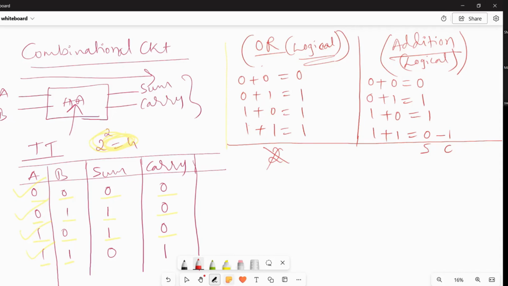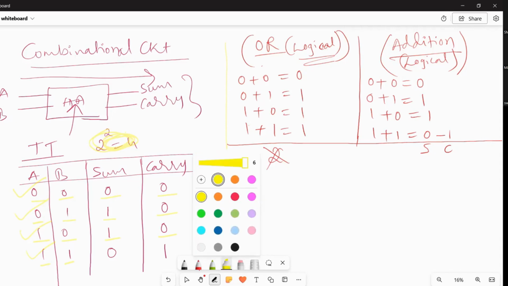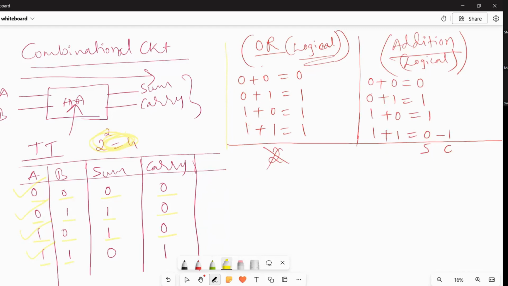See the difference? Did you notice the difference? Yes, sir. Last combination, 1 plus 1 is 1. When I am performing logical OR operation, 1 plus 1 is 1.